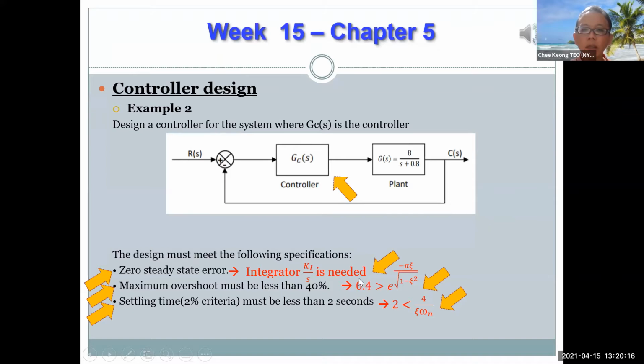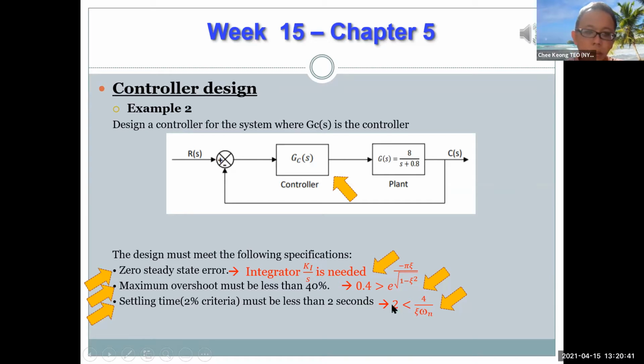So 40 is 40 divided by 100, which is 0.4. So this is your maximum overshoot or peak overshoot, has to be less than 0.4, right? And then, of course, they also say that the settling time for 2% criteria must be less than 2, okay?